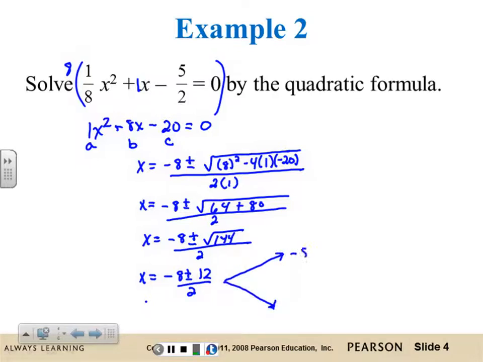We have negative 8 plus 12 over 2, and we have negative 8 minus 12 over 2, which is going to give us two separate numbers. So negative 8 plus 12 is going to give us 4, over 2 is going to be 2. And then negative 8 minus 12 is going to be negative 20 over 2, which is going to give us negative 10. So your two answers are 2 and negative 10.